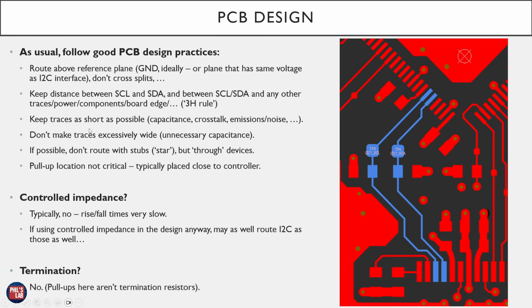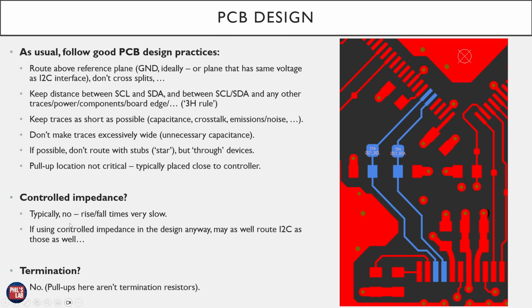Keep traces as short as possible. Again, this is due to capacitance, but more due to crosstalk, emissions, noise, and so on. Don't make the traces excessively wide either, because making the traces wider typically increases the capacitance, which is unnecessary. We're not carrying any significant amount of current or power in these traces. If possible, and I'll show you an example of this, don't route with stubs, so some sort of star configuration, if you have multiple devices on a single interface, but rather route through the devices, and we'll see that in just a bit. The pull-up location actually isn't terribly critical. It's typically, however, recommended to place that close to the controlling device, so our host, so to speak.